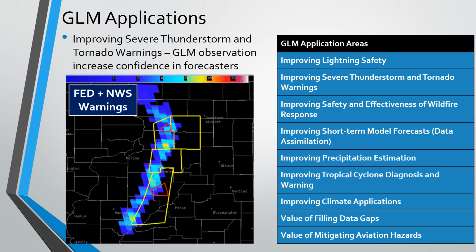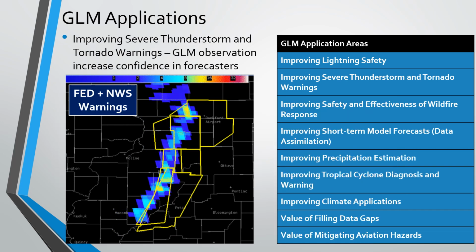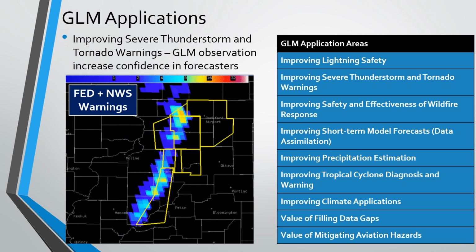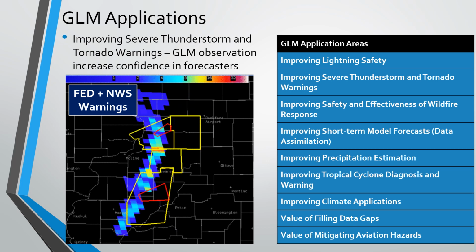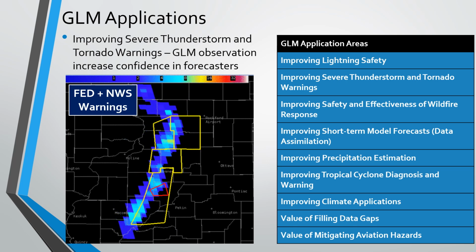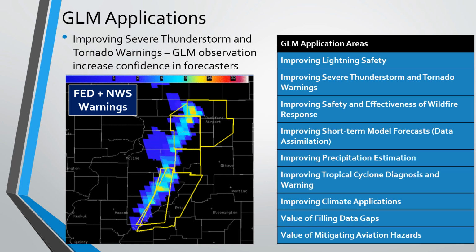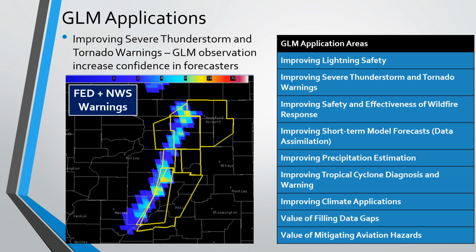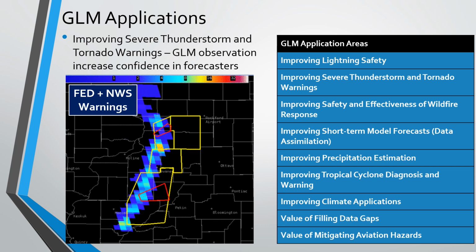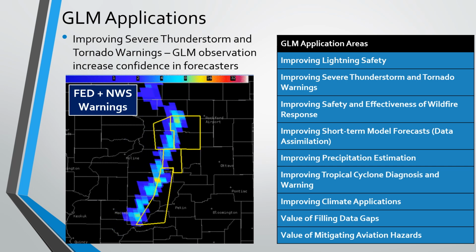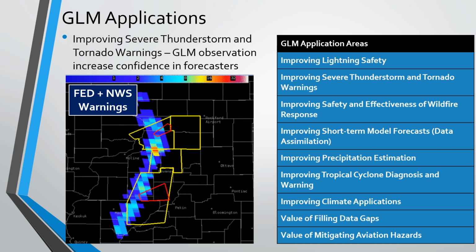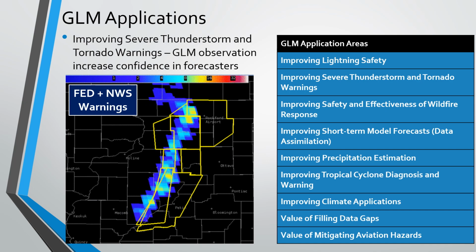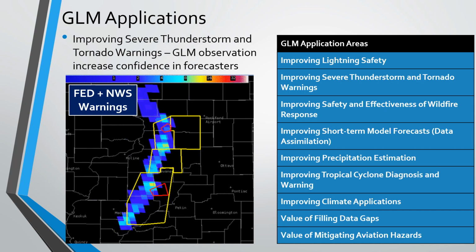Another very important GLM application area is improving severe thunderstorm and tornado warnings. The GLM observations increase confidence in forecasters, as they are another tool in the toolbox for assessing the increasing severe potential for thunderstorms based on its lightning activity. The imagery here on the left shows flash density as well as National Weather Service warnings for severe thunderstorms in yellow and tornadoes in red. And we can see increased flash counts toward the northern part of the line where there are more numerous severe thunderstorm warnings.